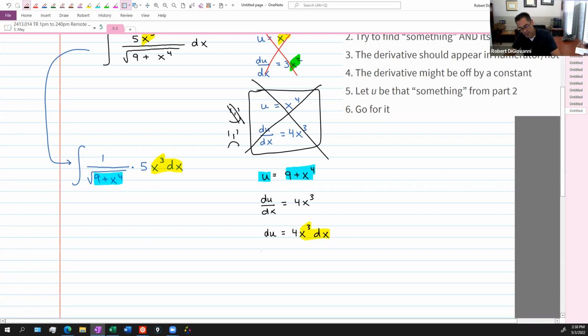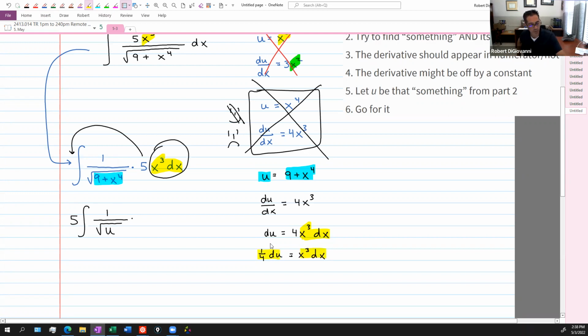I'm going on this equation. I'm going to multiply both sides by 1/4. That will get rid of the 4. And then I'm going to just pop this 5 out because it's a constant, so it should come to the right. So I have a 5 integral. Ready? I'm going to rewrite it. 1 over, I'm replacing the blue with what? U, right? Everything in blue is u. And then everything in yellow here gets replaced with 1/4 du.